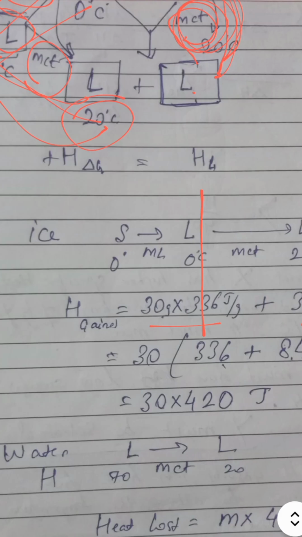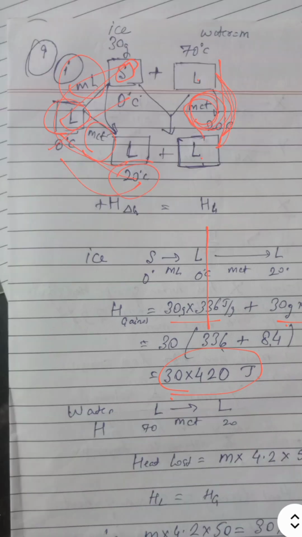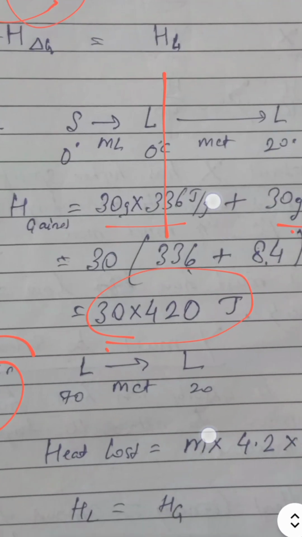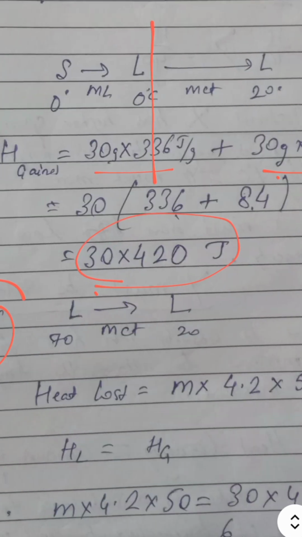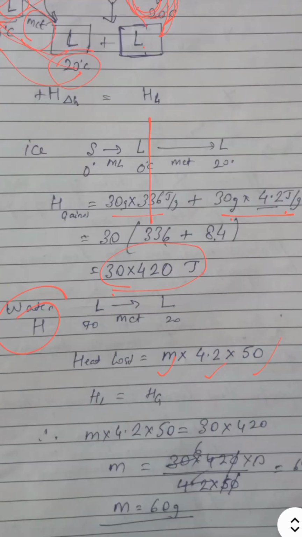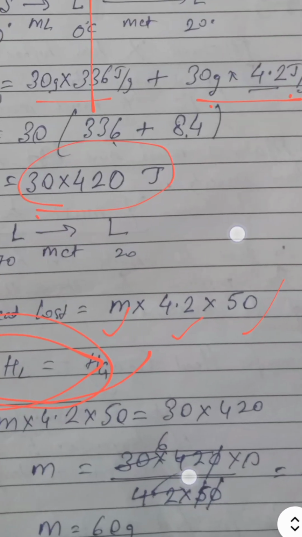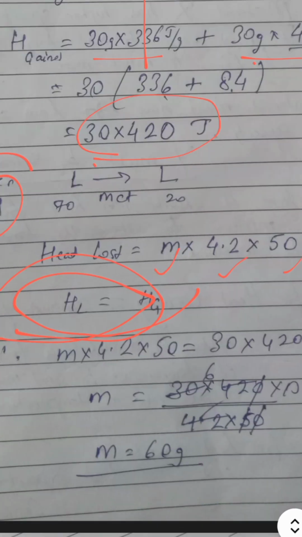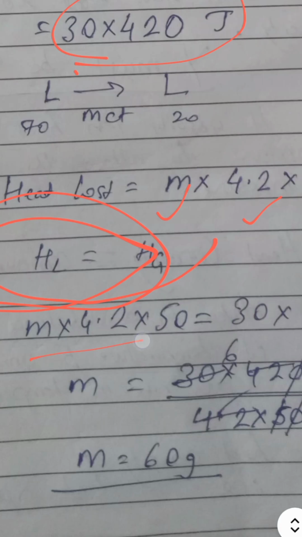Now after calculating, we got that the heat gained by the ice portion was this much joule. We also know that water lost some heat. So the heat lost by the water is equal to, let the mass of the water be m, since the mass of the water is not known, mass into specific heat capacity of the water into change in temperature. By the law of conservation, the law of calorimetry, heat lost equals heat gained. Calculate the value of m. Mass of water is 60 gram.